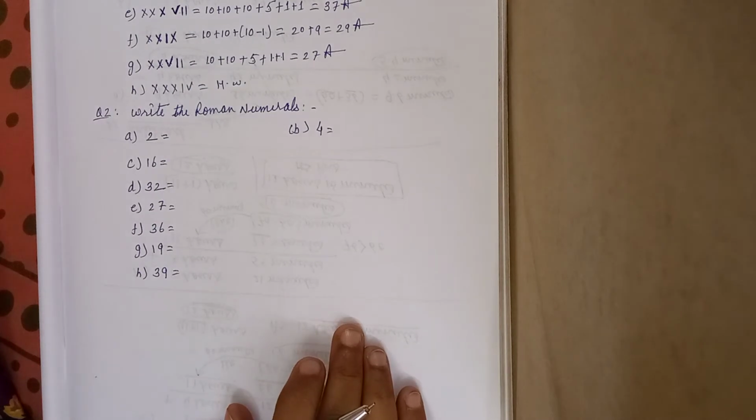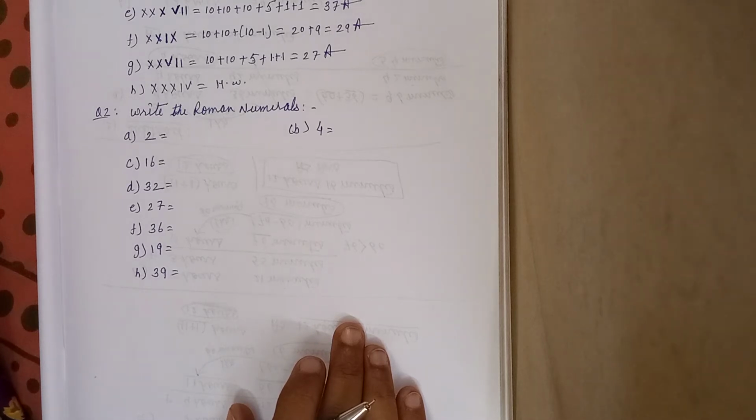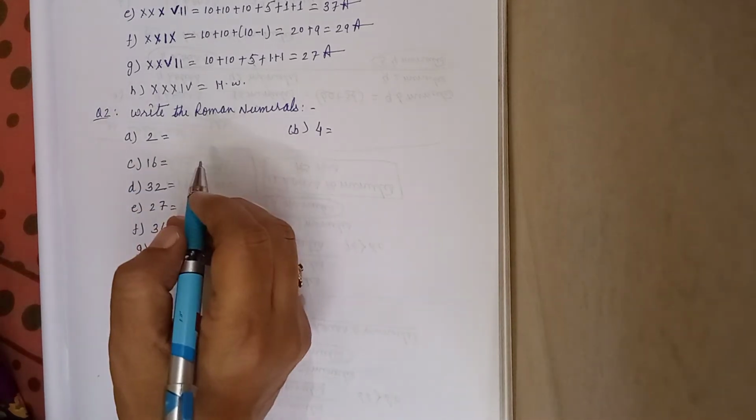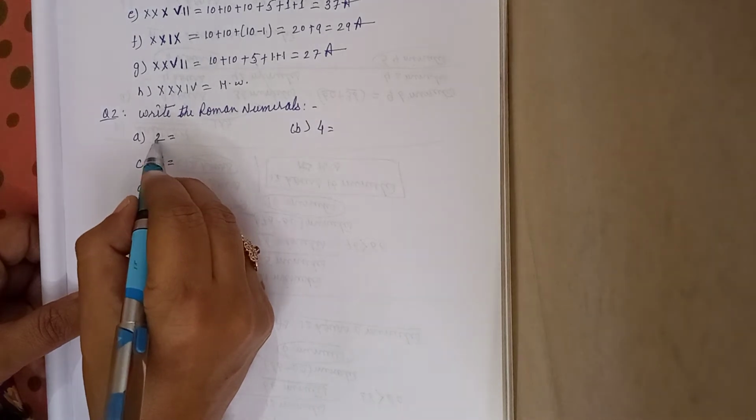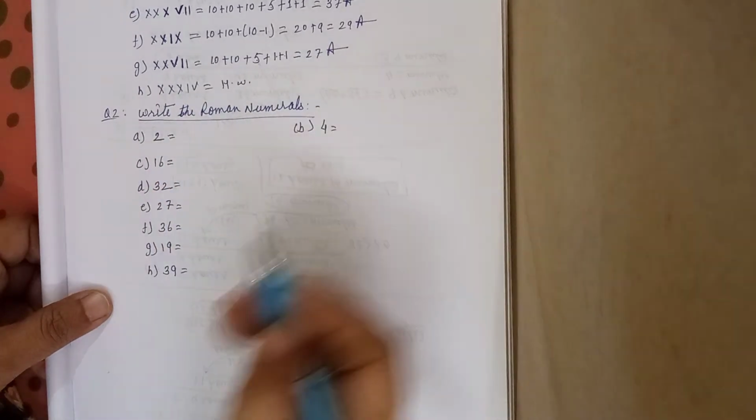Now question number 2 में it is given that write the Roman numerals. You have to write the Roman numerals for each of the following Hindu Arabic numerals. The question is given in Hindu Arabic. You have to write the Roman numerals of that Hindu Arabic number. तो क्वेश्चन नंबर ए में it is written 2. So 2 का you have to write the Roman numerals.